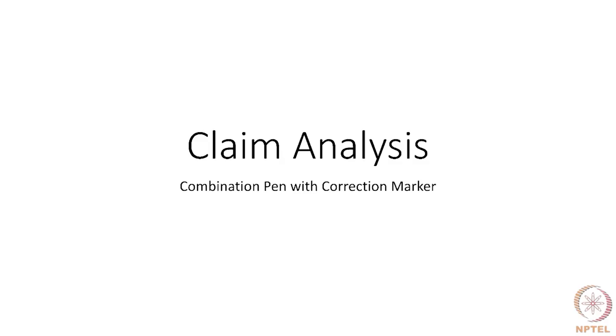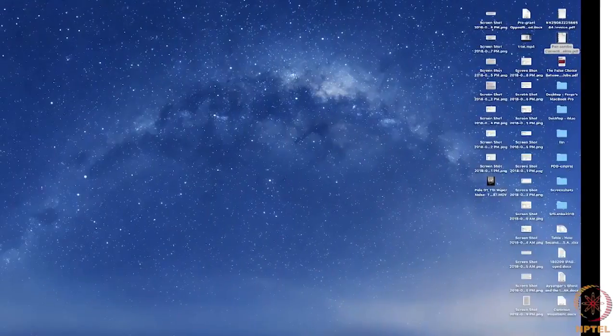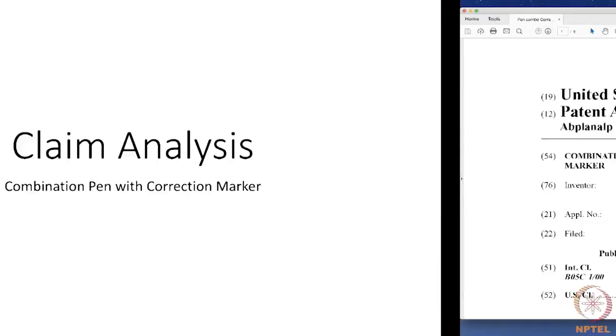Claim analysis. Combination pen with correction marker. In this lecture, we will be looking at analyzing the claims of a patent for a combination pen with correction marker. Now let's look at the patent document.